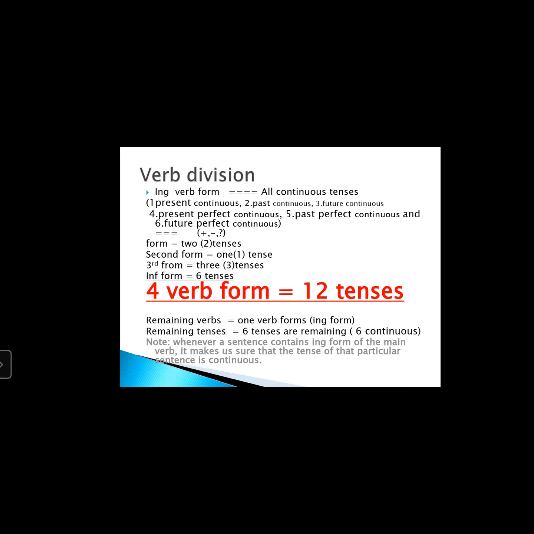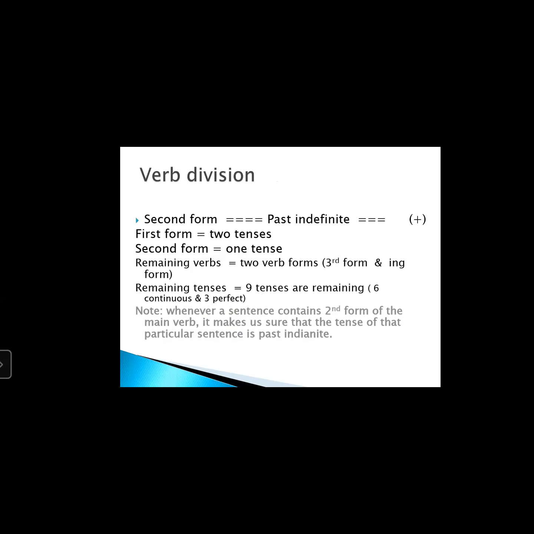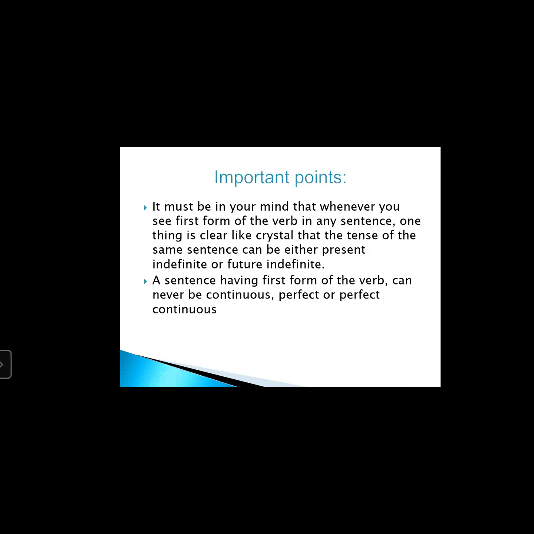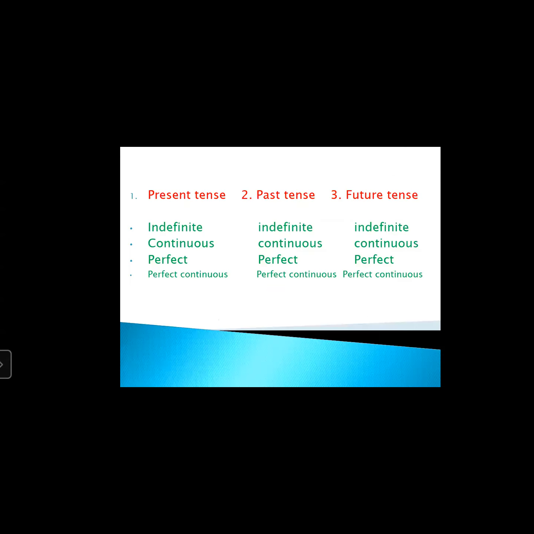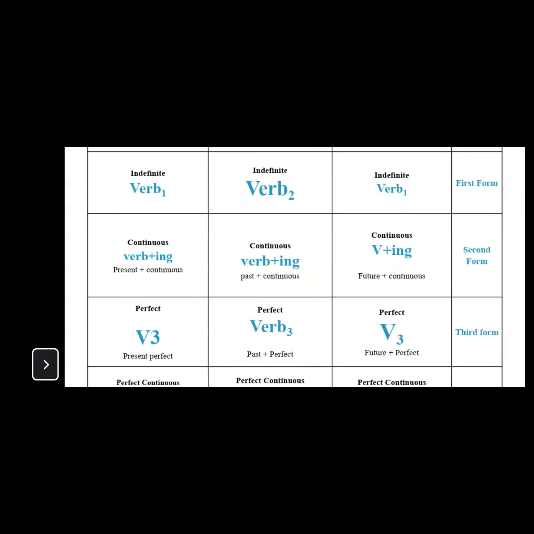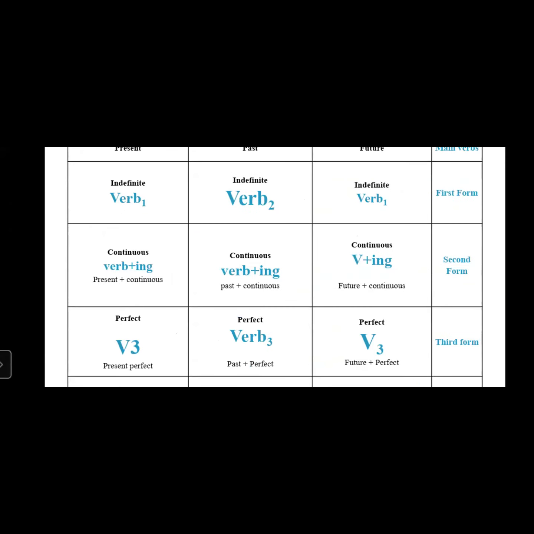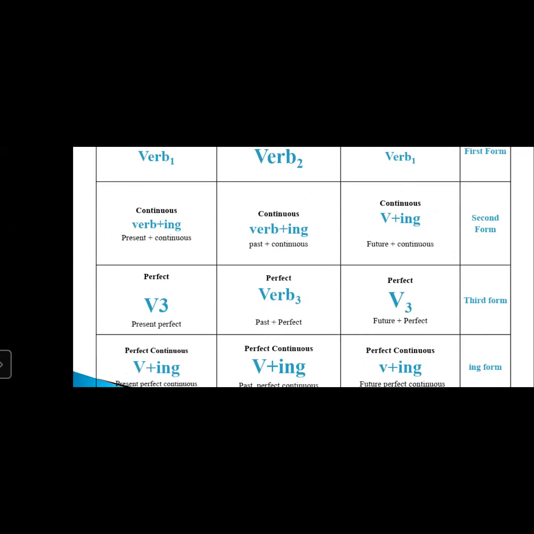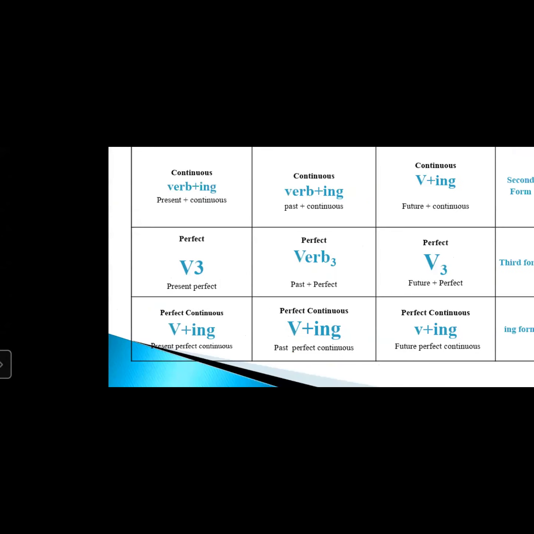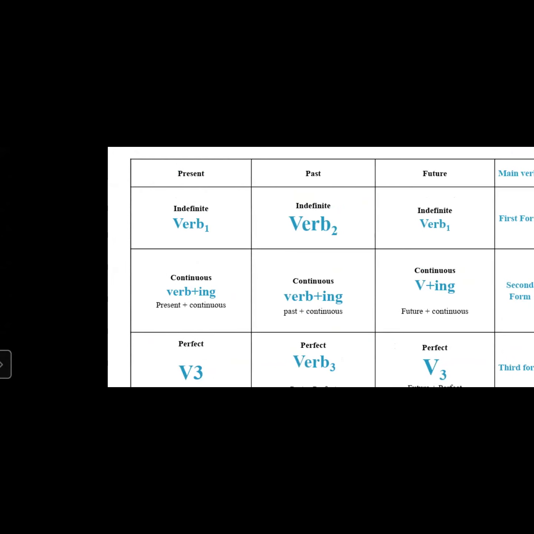Now we will come back to our main table. So here, see, what does this table say? Look at that division. Present tenses, past tenses, and future tenses. You can see wherever there is continuous, there is verb ing. In the 6 continuous tenses, there is verb ing. In 3 perfect tenses, there is verb 3. In 2 tenses, there is verb 1. And only in 1 tense, there is verb 2.